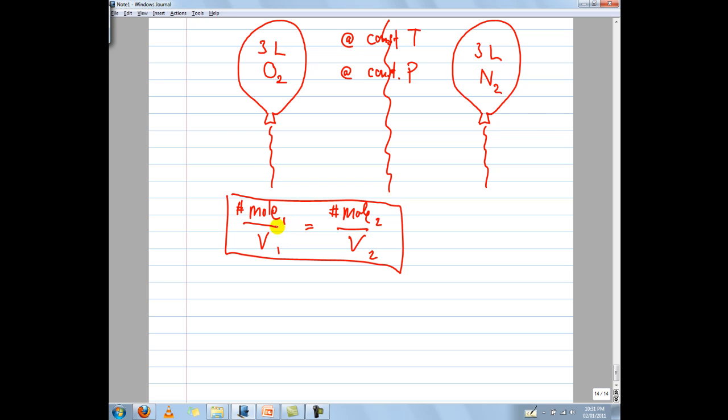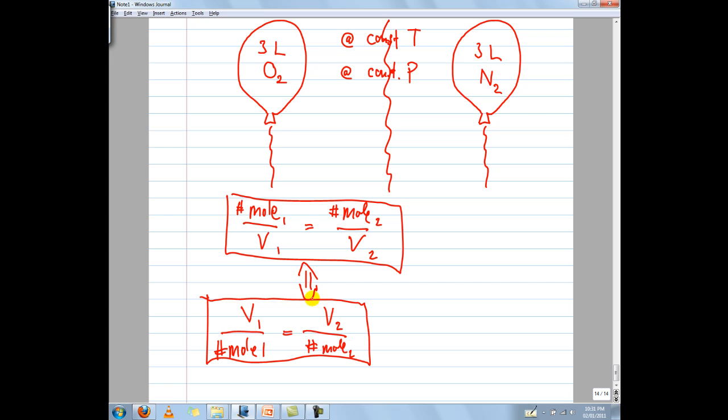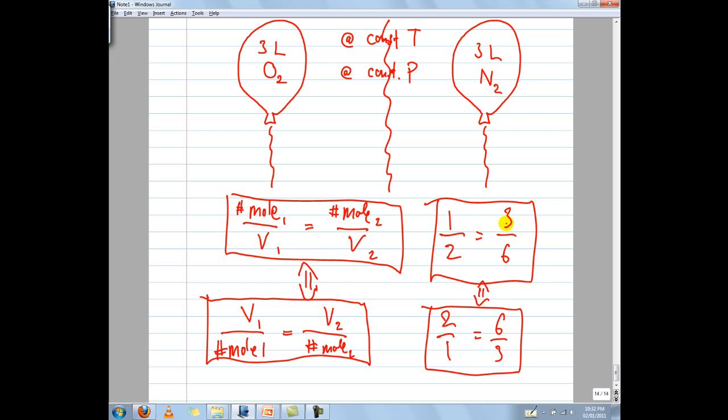Thus the equation: moles of gas number 1 divided by the volume of gas number 1 should be the same as moles of gas number 2 and volume of gas number 2. Now these ratios are interchangeable, so I can also flip it the other way around. Either case is acceptable. As you can see, 1 over 2 is equal to 3 over 6. But if I flipped it, so it's 2 over 1, and 6 over 3, this is also equal as well.